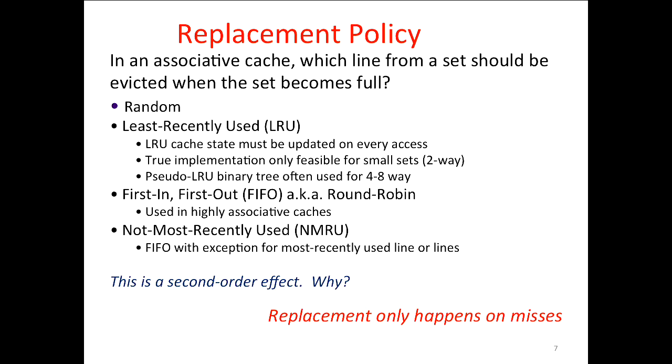And if you do pick the wrong one, all that will happen is you'll get a miss, bring it back in again, and kick something else out. So it kind of self-repairs if it makes the wrong decision. So you might get a few more misses than the perfect case, but it's not that bad once you have a lot of ways. And computer architects spend a long time futzing with this stuff, so there are thousands and thousands of these schemes. Another common thing is this idea of not most recently used.